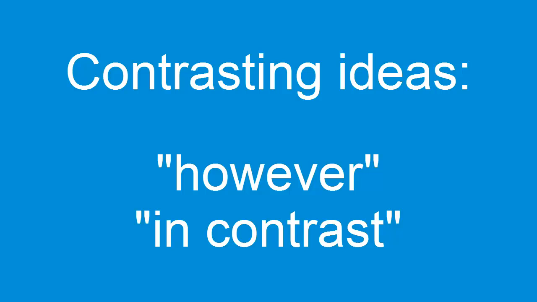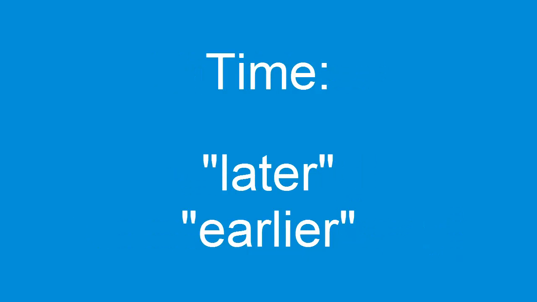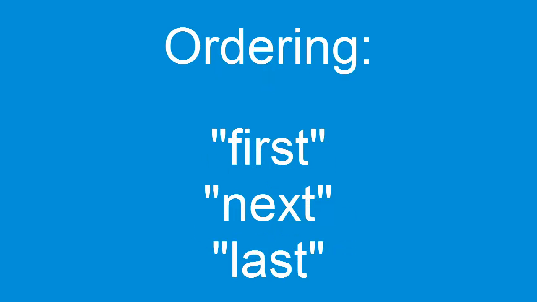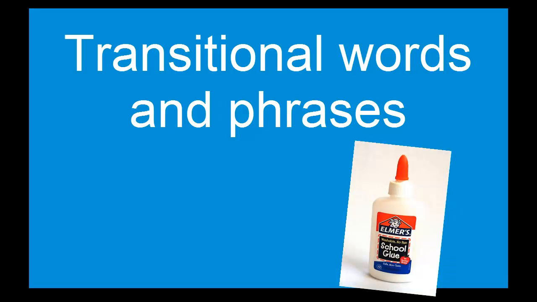For example, words such as however and in contrast indicate contrasting ideas, and words such as similarly and correspondingly indicate like ideas. Transitional phrases can also indicate changes in time, such as later, earlier, or the ordering of ideas, such as first, next, last. Transitional words and phrases serve as the glue holding ideas and sentences together. They ensure continuity by indicating to the reader appropriate relationships among ideas.